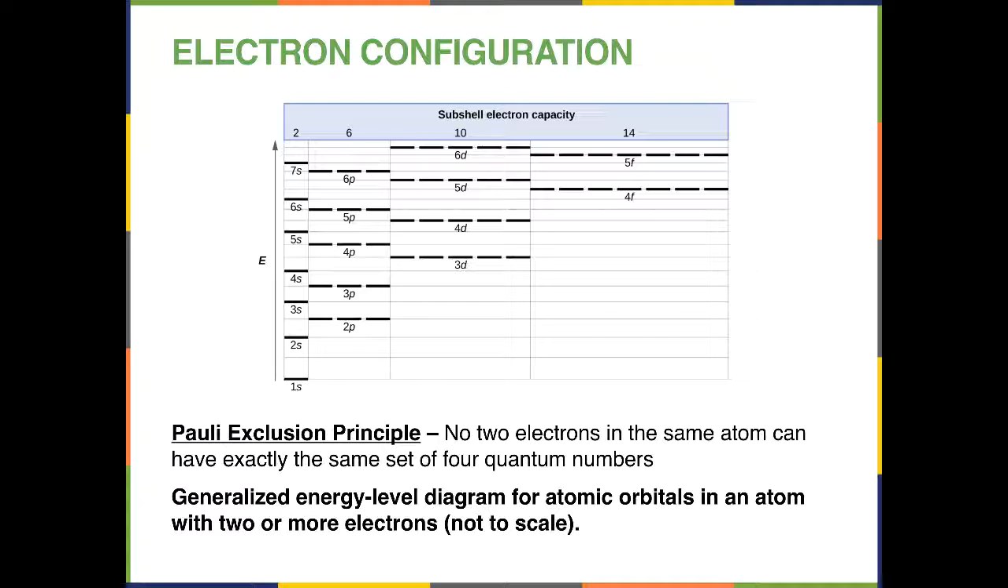This is a generalized energy level diagram for atomic orbitals, and it shows that you can put a pair on each of these lines, but the pair will have opposite spins. So that's how they keep from having the same quantum numbers. The spin is the one that differentiates a pair from each other.